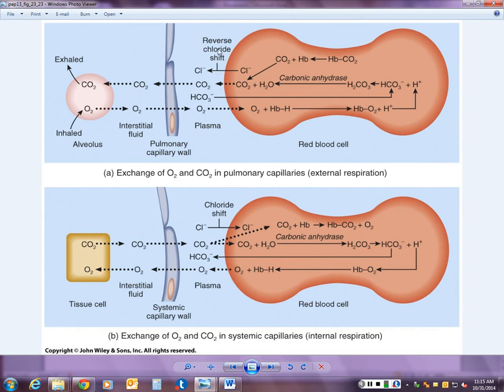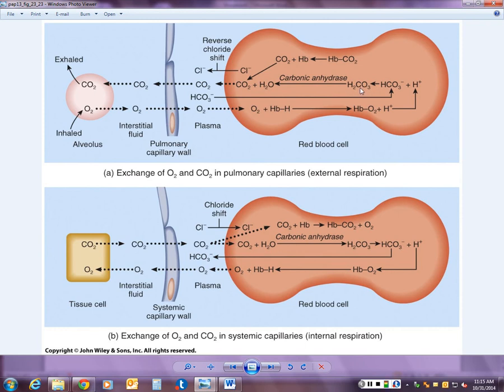This phenomenon is called a reverse chloride shift. Now that we have our bicarbonate within our cell, you can see the hemoglobin can free up some acid that it was buffering, and as the hemoglobin frees up the acid and the bicarbonate enters the cell, they spontaneously come together to give you carbonic acid.